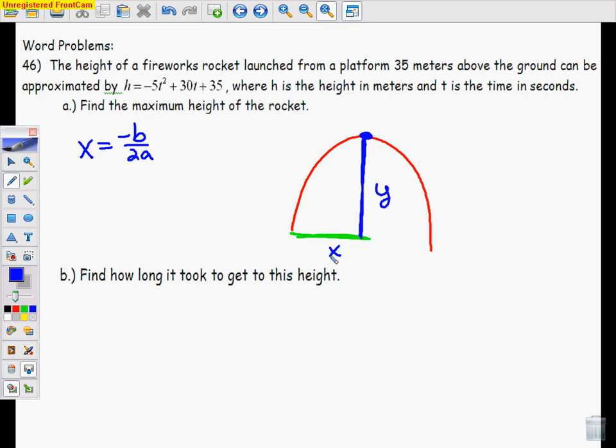So we're going to go ahead and find our vertex. We'll find the x value, and then once we have that x value, we're going to plug it in so that we can find the y value. And here, in this case, y is h, the height.